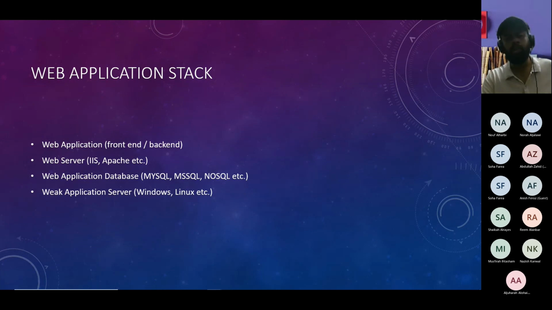And if these components are ready, then there is a directory in the file system of Windows or Linux in which you place your web application. And when you place your application in that folder, then it becomes accessible to the people. And there are a lot of other things as well. A web application is not a single entity. A web application is basically multiple components.